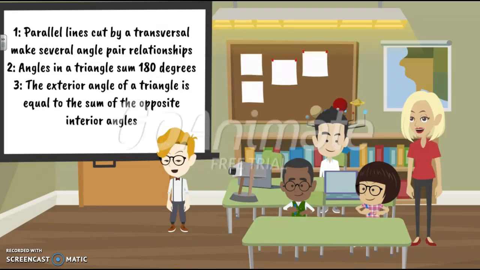First, we saw that parallel lines cut by a transversal make several angle pair relationships. Then, we started looking at triangles and found the inside angles sum to 180 degrees. Finally, we noticed that the exterior angles of a triangle are equal to the sum of the interior angles across from it.